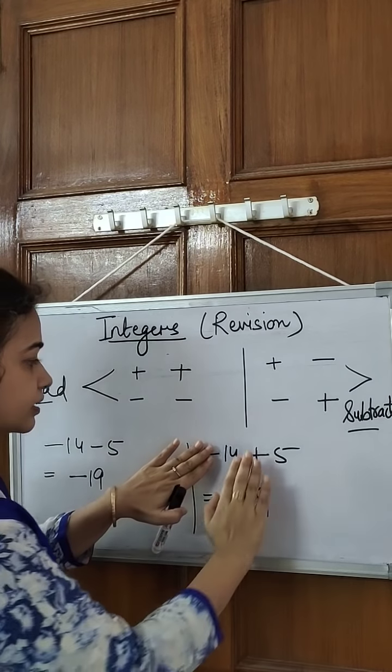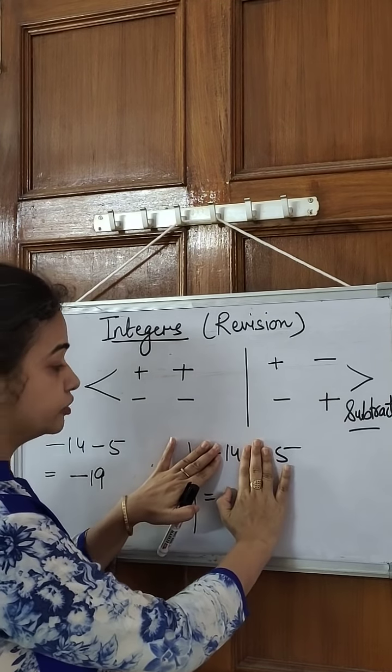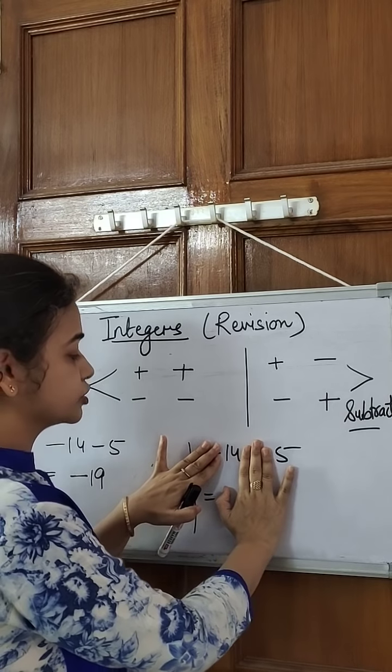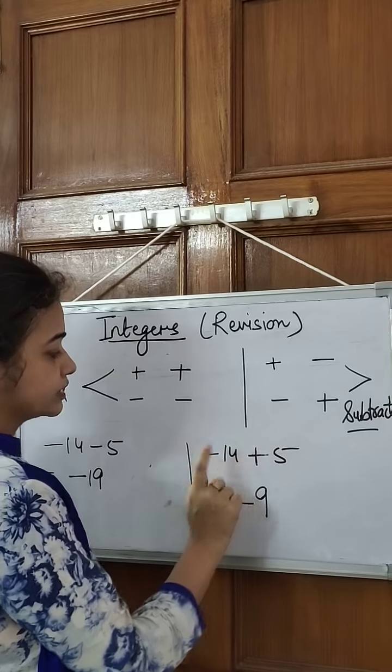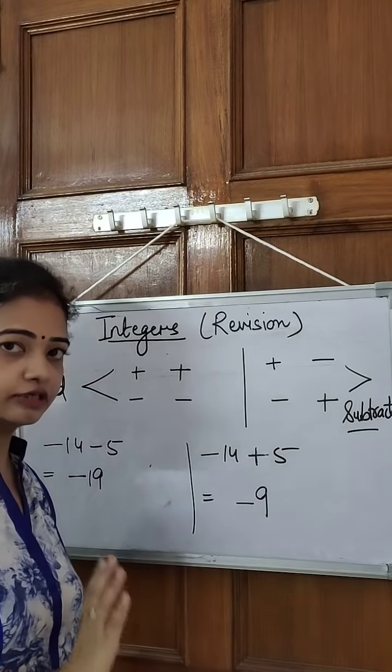And how do we see the bigger number? We do not see the sign. We only see the numerical value, which is 14 and 5. And 14 and 5 means 14 is greater, which is negative here. So the answer is also negative.